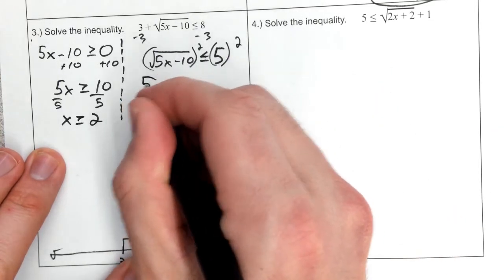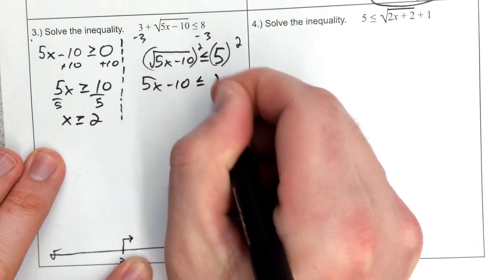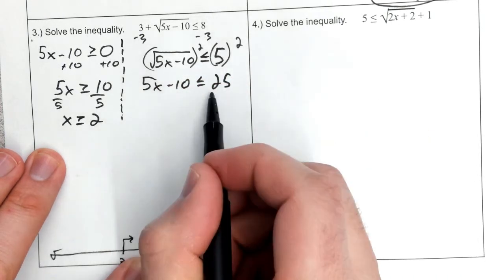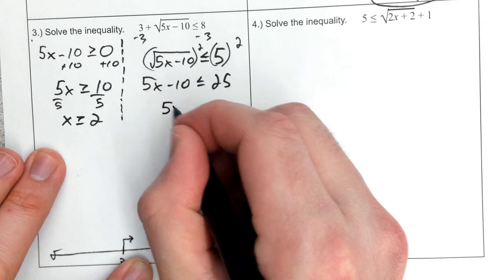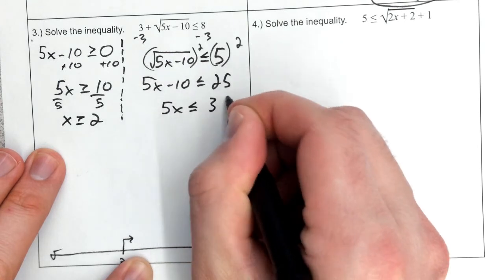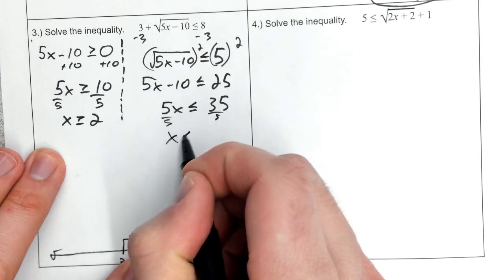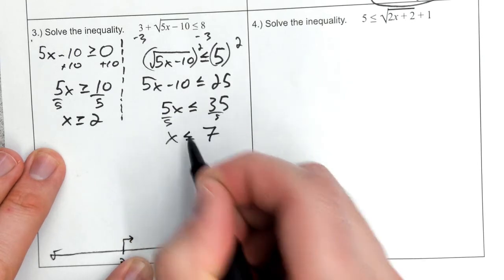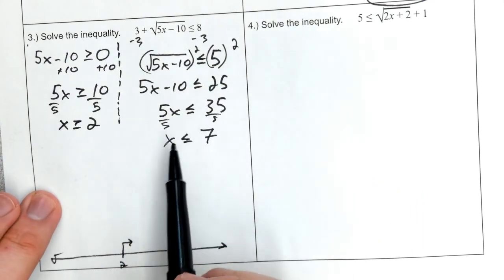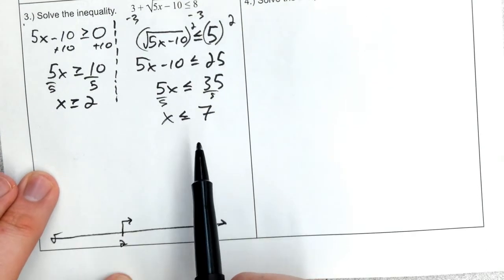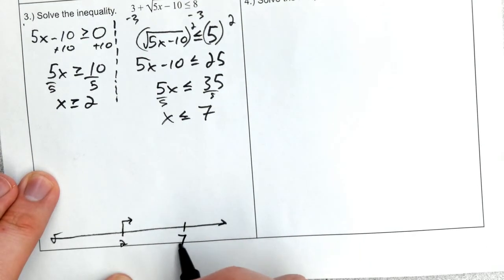I'll get 5x minus 10 is less than or equal to 25. I'm going to add 10 to both sides, so I get 5x is less than or equal to 35. I'm going to divide by 5, so I get x is less than or equal to 7. Okay, so now I know that x can be less than or equal to 7, so I'll put that on the number line.